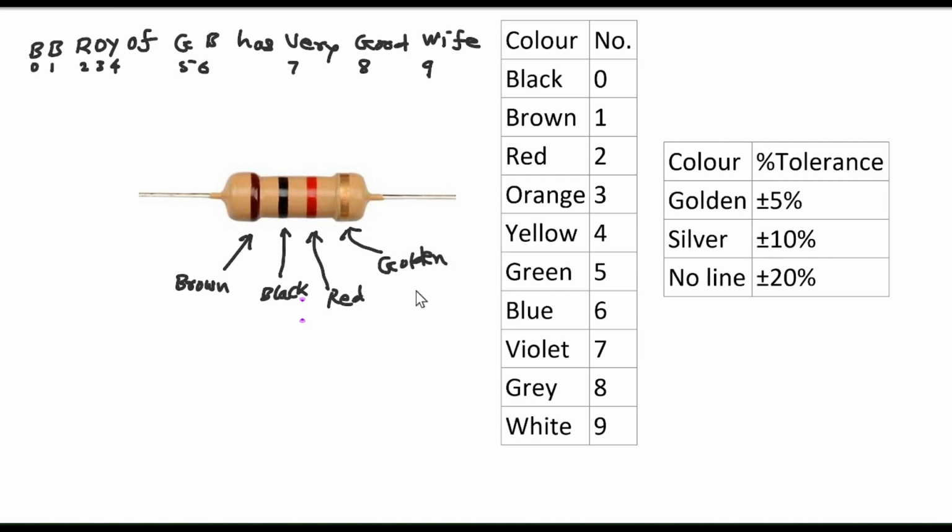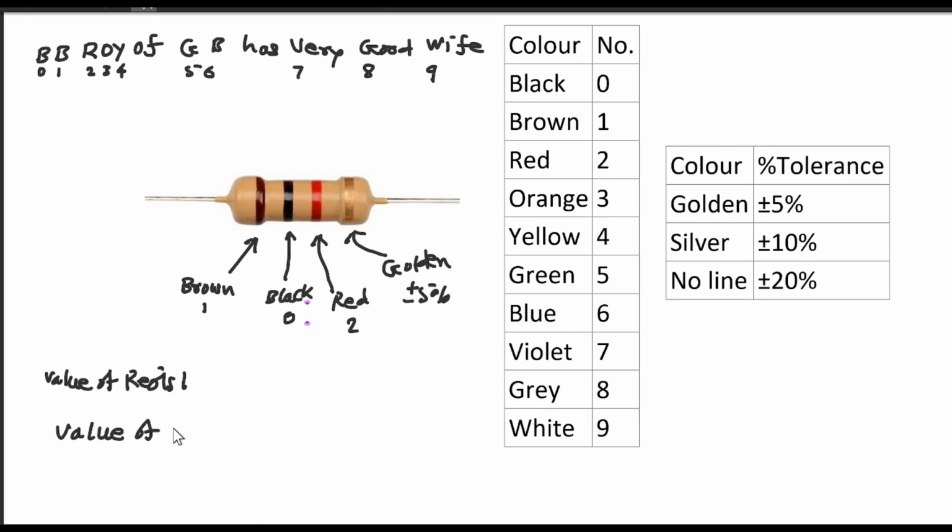So here we can check the numbers of these colors. For brown we have 1. For black we have 0. And for red we have 2. And for the golden line we have plus or minus 5% tolerance.